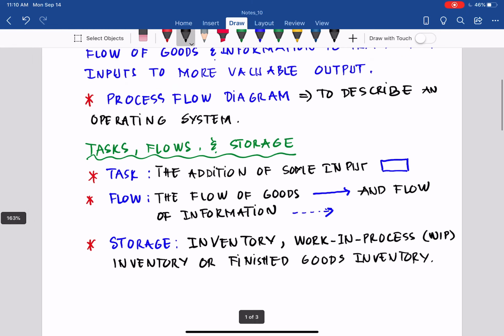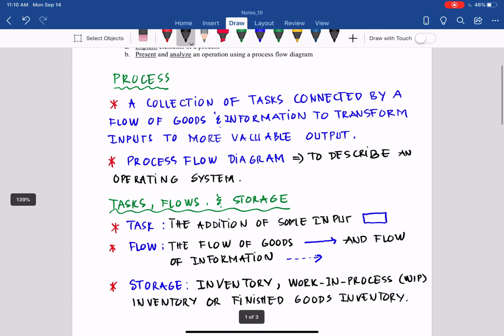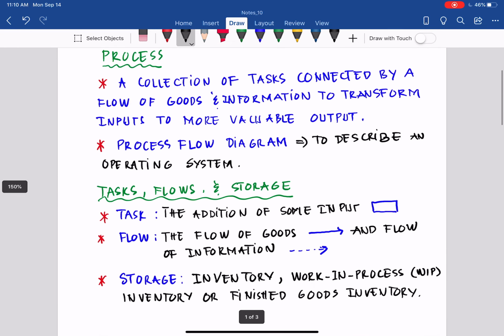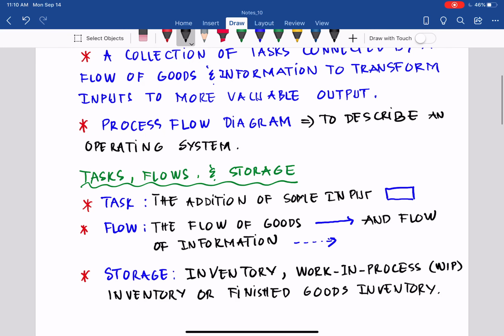So with that, we have gone over what the process is, what the process flow diagram is, and what the symbols are, and we will apply that in the next video with problem 1.